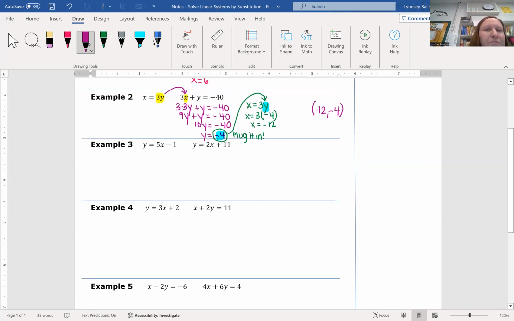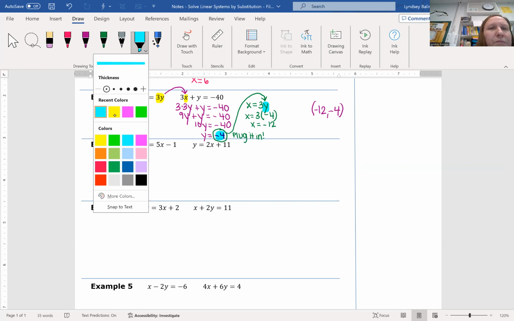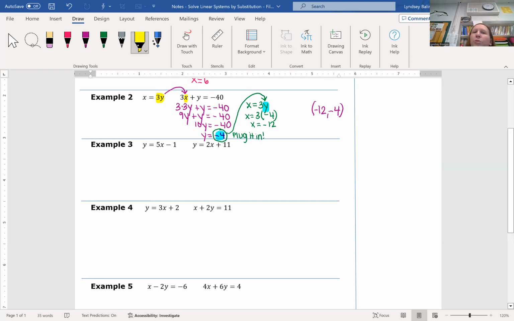Okay, the next one, y equals 5x minus 1 and y equals 2x plus 11. Okay, this is starting to look a little scary, but once again, they are not that bad, I promise. So over here, they actually both have y equals. So you can think about this two ways. You can say, hey, if 5x minus 1 equals y and 2x plus 11 equals y, then this stuff must equal that stuff. And that's your equation.